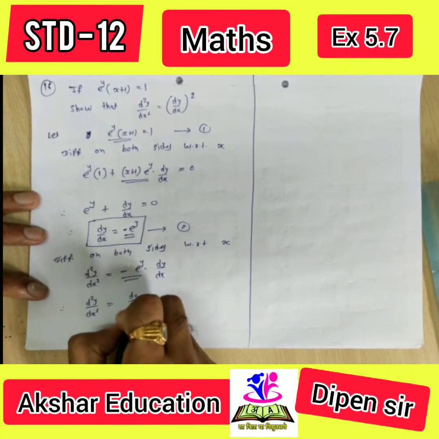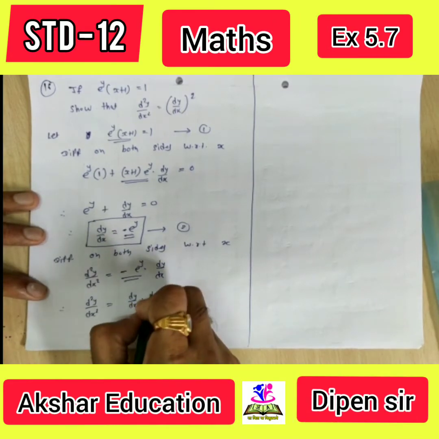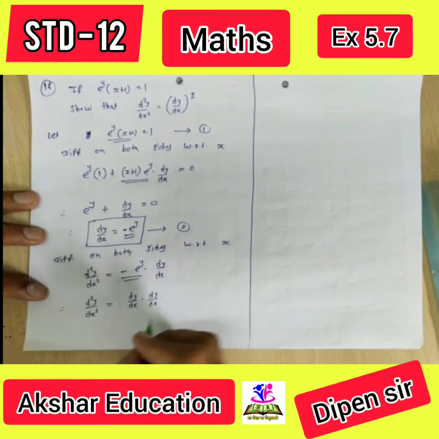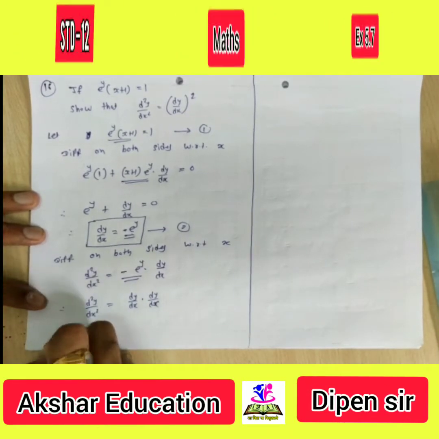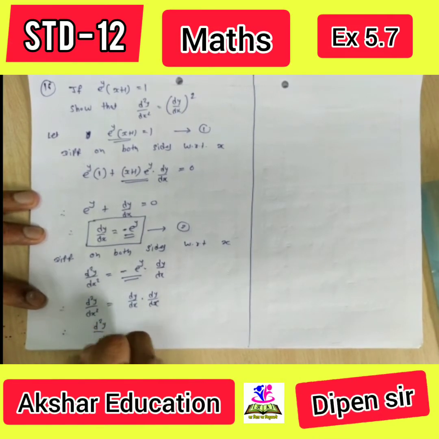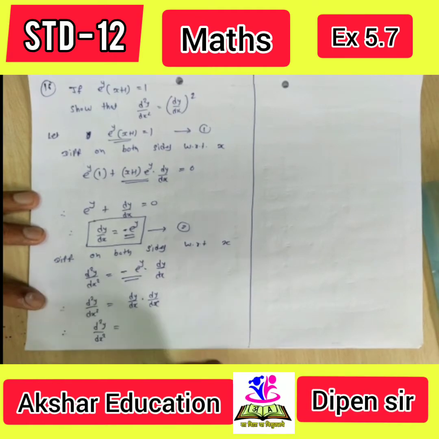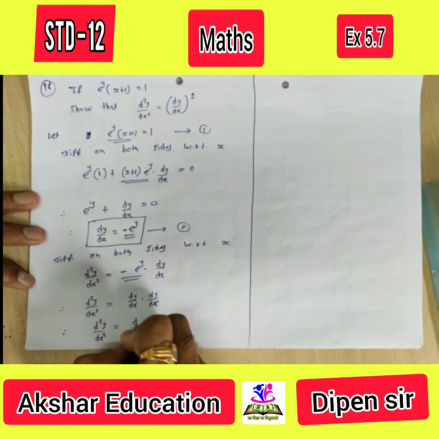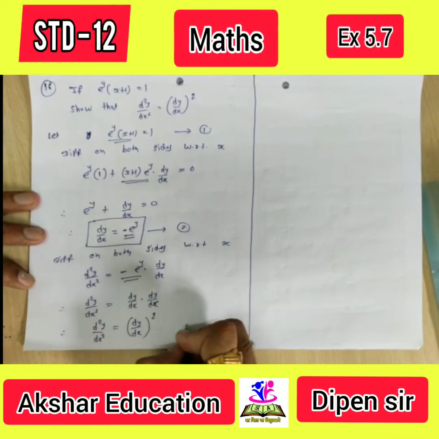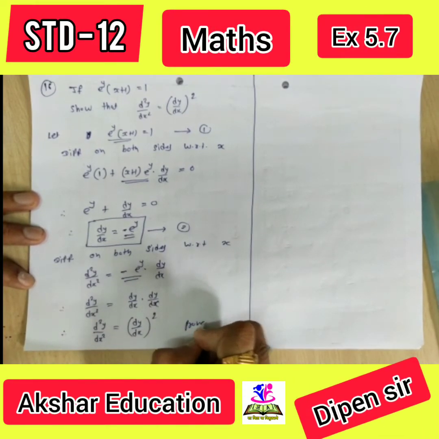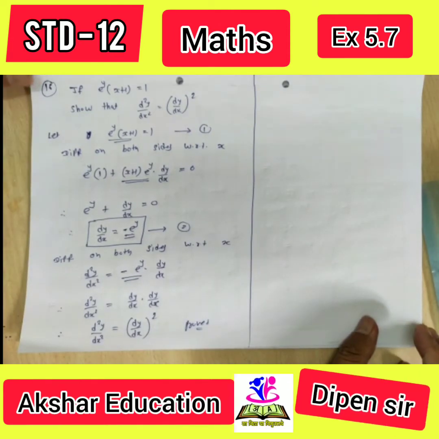So this one is dy by dx into dy by dx, which is nothing but dy by dx whole square. So our last result is d square y by dx square equals (dy by dx) whole square, and that you have to prove. Clear?